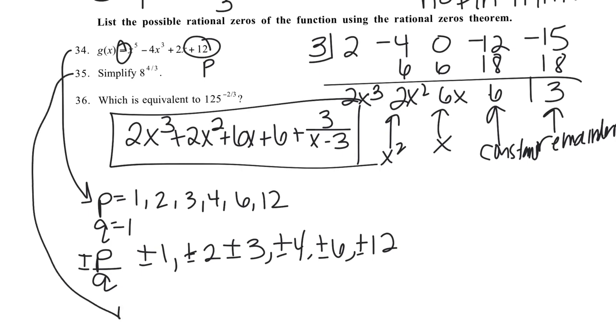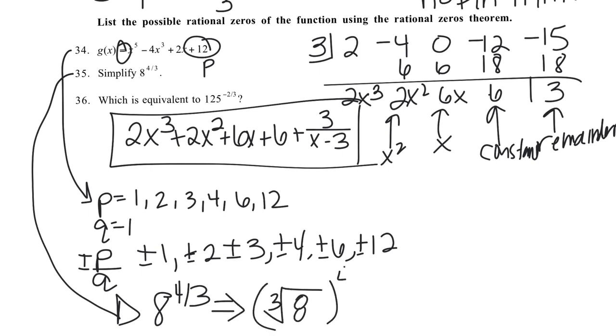Number 35, simplify 8 to the 4/3 power. And we know how to write that as a radical. It's the cube root of 8 to the 4th power. The denominator is the radical, and the numerator is the exponent. And the cube root of 8 is 2, and 2 to the 4th is 16. So number 35 is 16.